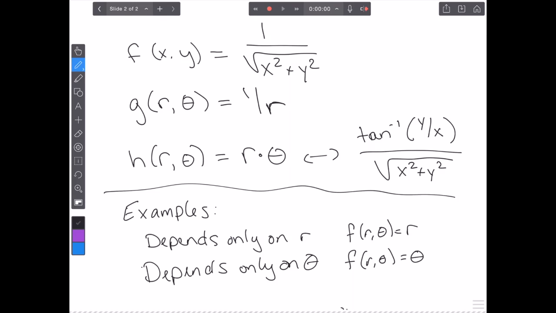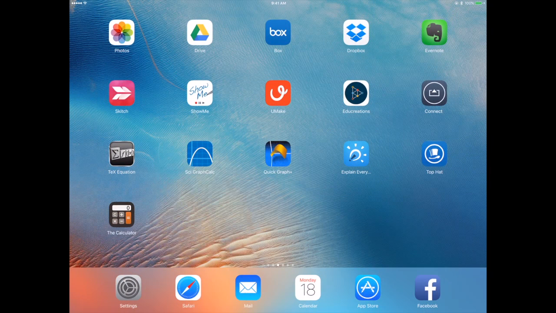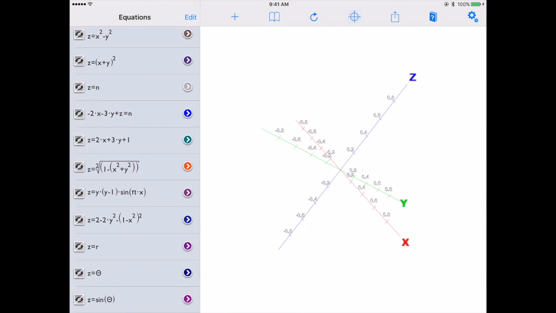Now there's a little bit of a problem with this one, also with our r times theta, and we'll see what that is when we graph it. It's still a function, but it's not what we would call a continuous function, and you'll see why momentarily. Okay, so let's go ahead and pull up our quick graph here.